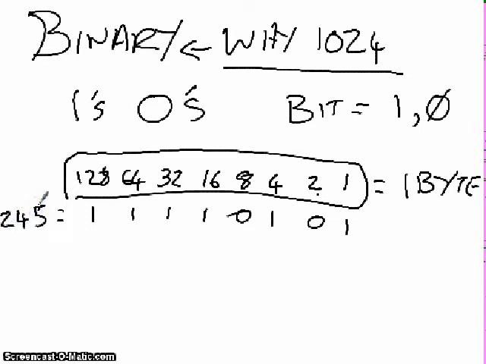So that one number will equal 245. And this is all about representation of data. This is how information is represented in a computer. They're represented by bytes within a computer.